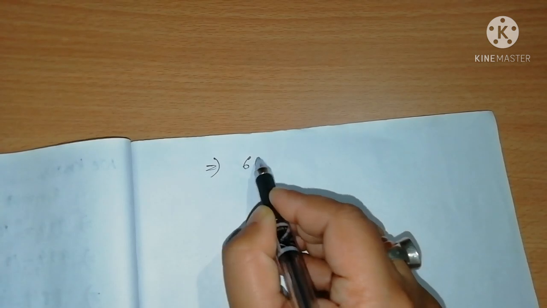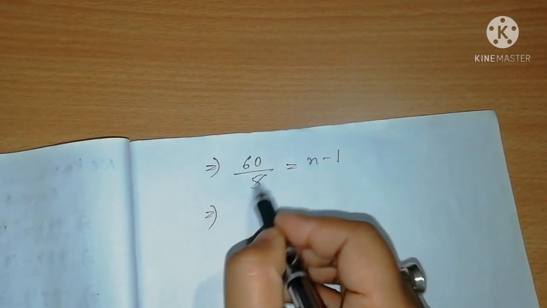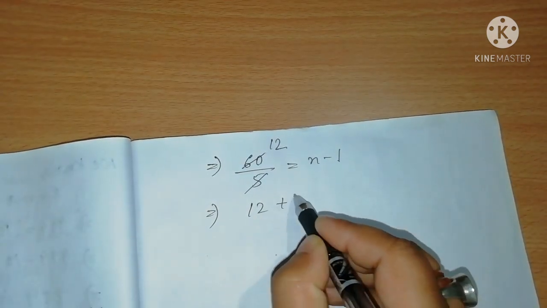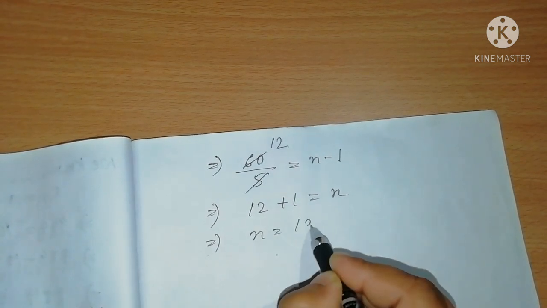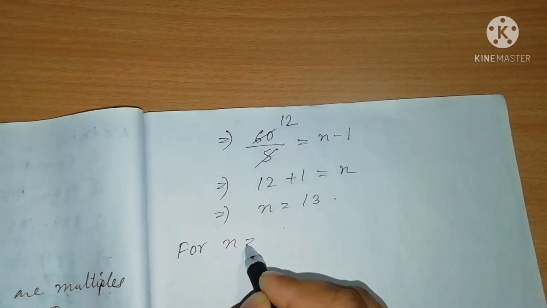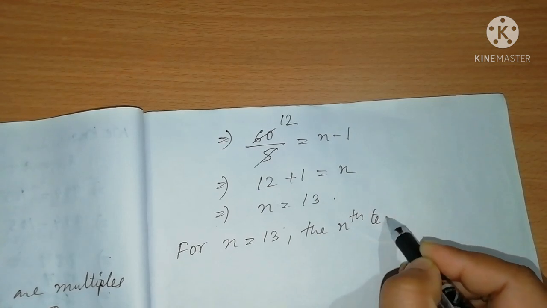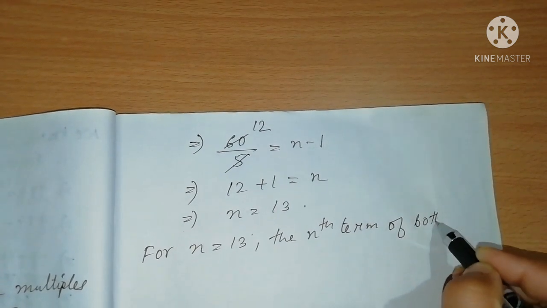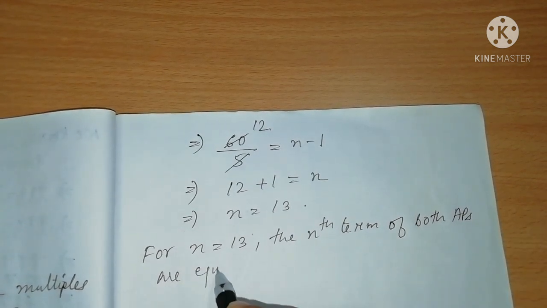So 60 by 5 equals n minus 1. 5 12s are 60. 12 plus 1 equals n. So we got n is 13. So for n equal to 13, the nth terms of both APs are equal.